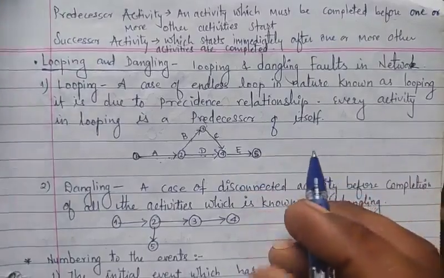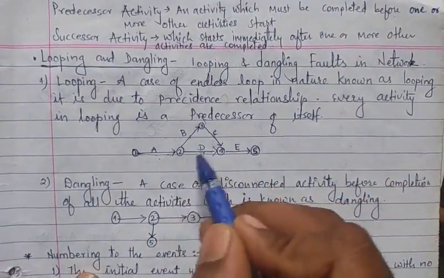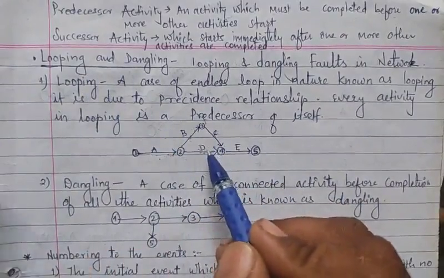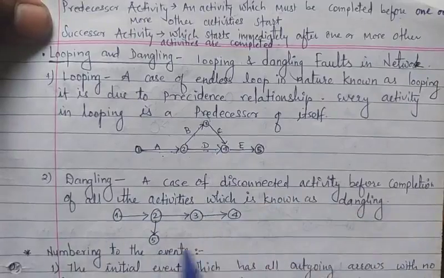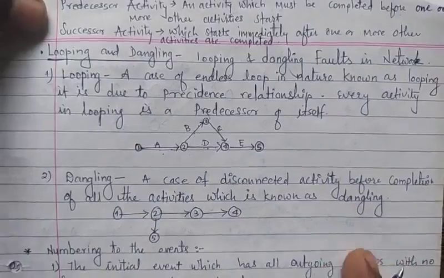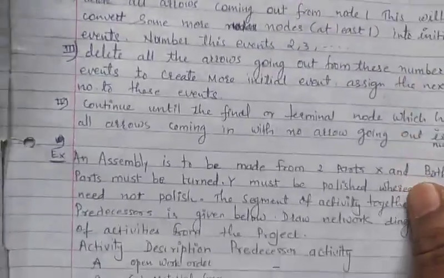Now next is looping. Looping means there is a closed loop. Here is a figure for a looping network diagram. And this is dangling. When there is no closed loop, that is called dangling. Now next is numbering of events, which we have seen in the previous lecture.